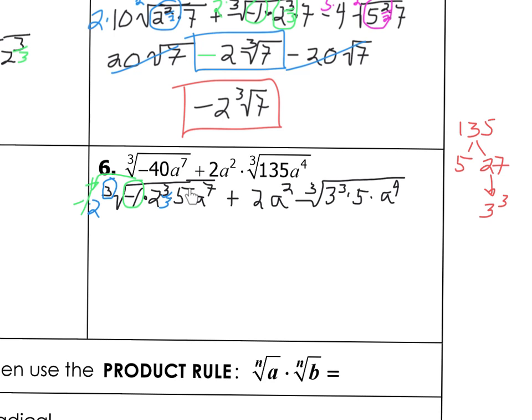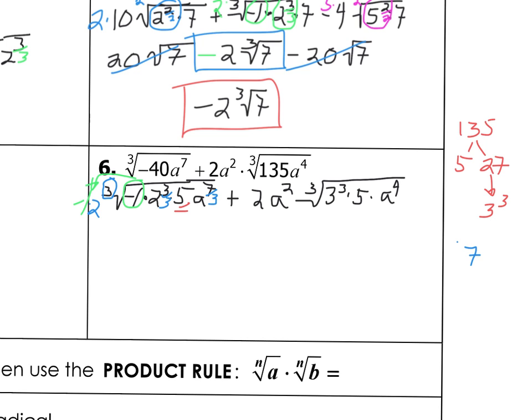5 to the first, so I can't divide that. So that one's going to be left over. It's going to remain underneath the radical. But the a to the 7th is going to be interesting, because if I take that index of 3 and divide it in here, I want you to do your division out here to the side.